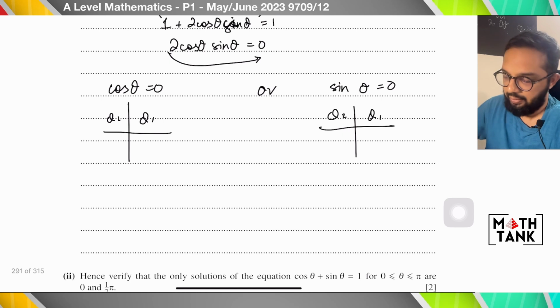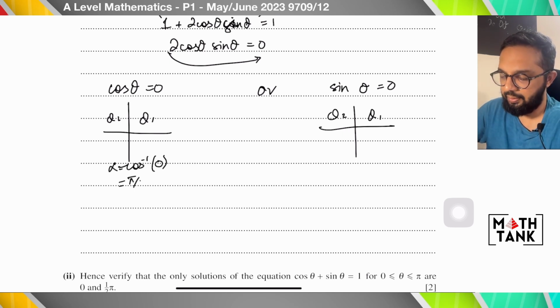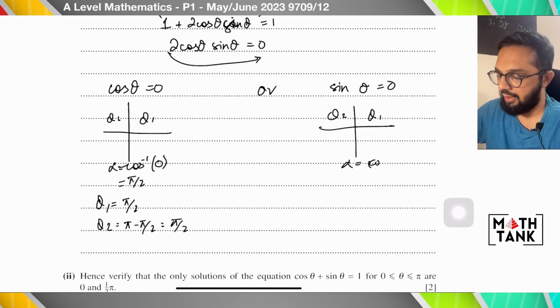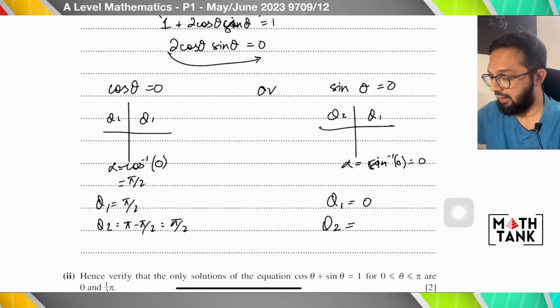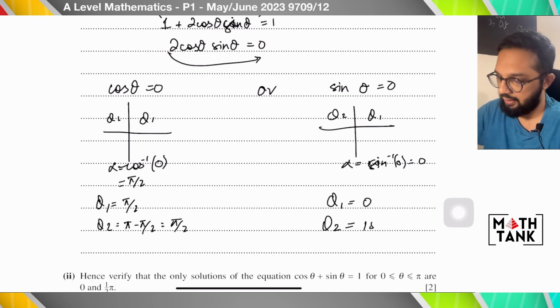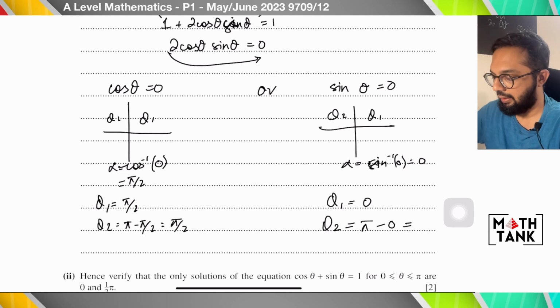0 is neutral, therefore you take all the quadrants, you do cos inverse of 0, and that gives you pi over 2. You say that quadrant 1 is pi over 2, and quadrant 2 is pi minus pi over 2, which is the same answer as the previous one. When you do sine inverse of 0, you get 0. So you go to quadrant 1 and you say the first answer is 0, and in quadrant 2, the answer is 180 minus 0, which is pi minus 0. I'm going to say that that's pi. So the 3 answers are 0, pi, and pi over 2. Those are my 3 answers.